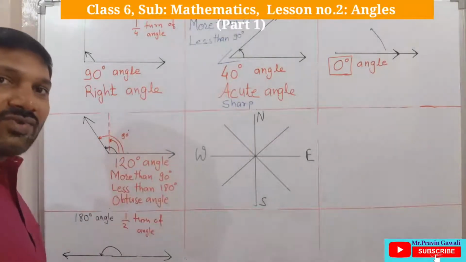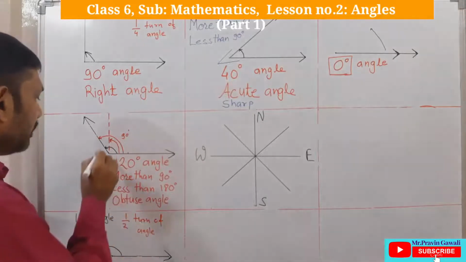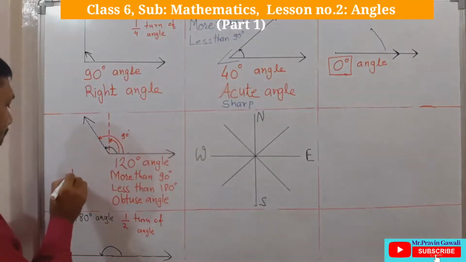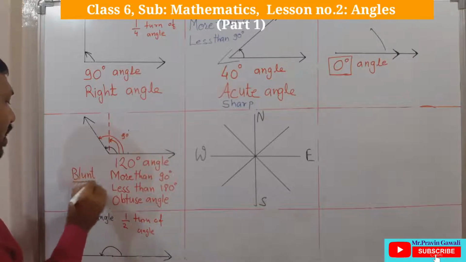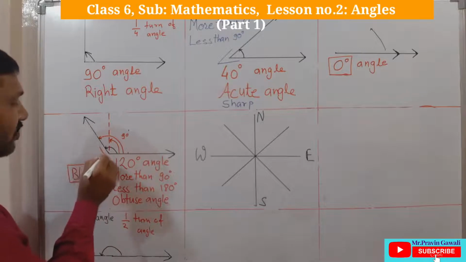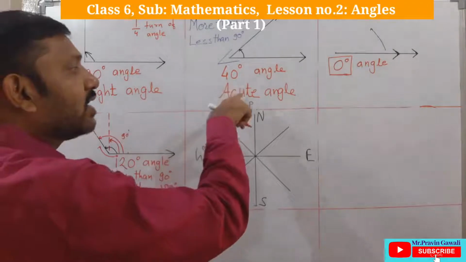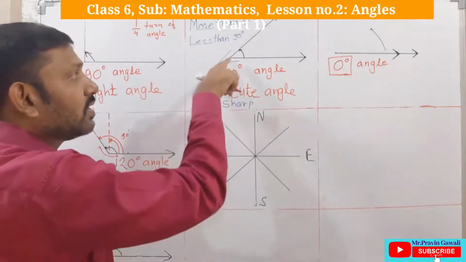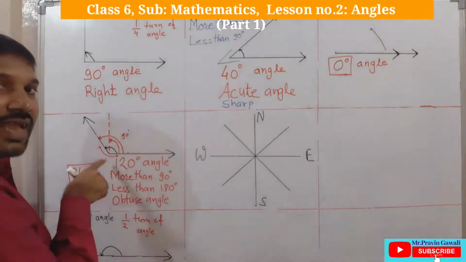Okay, student, have you understood now? And it is also called what? Blunt. I will write here. It is blunt. Why is it blunt? Because if we see this one, this angle is somewhat blunt. The acute angle is sharp because the angle is narrow, and this one is blunt. Okay, student, have you understood?